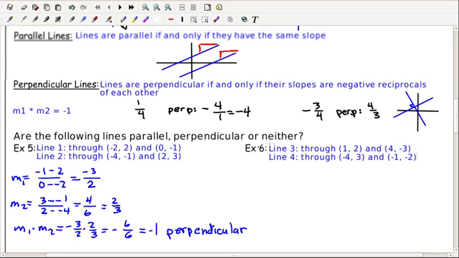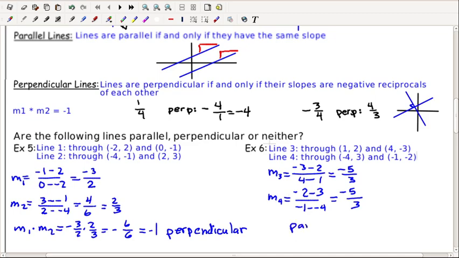Taking a look at the second example, example number 6, line 3 goes through 1, 2, and 4, -3, so let's find M3. So -3 over 4 minus 2 minus 1, and that gives me -5 over 3. For line number 4, M4 equals -2 over -1 minus 3 minus -4. So -5, and this gives me 3. Same slope, exactly the same slope. They must be parallel.